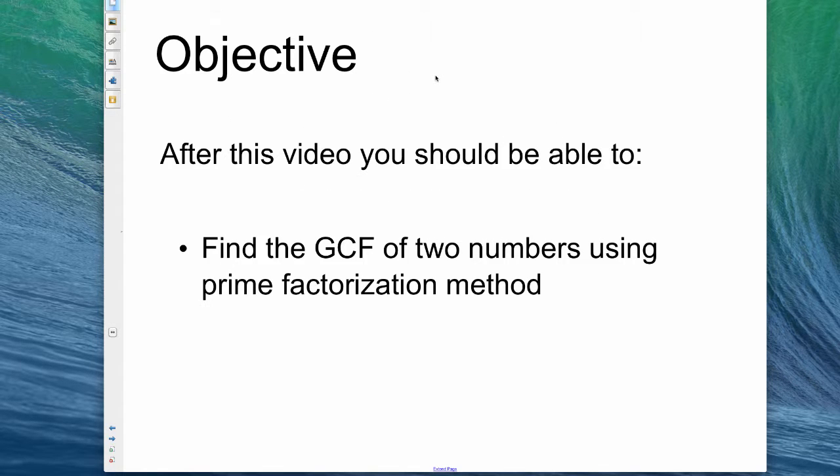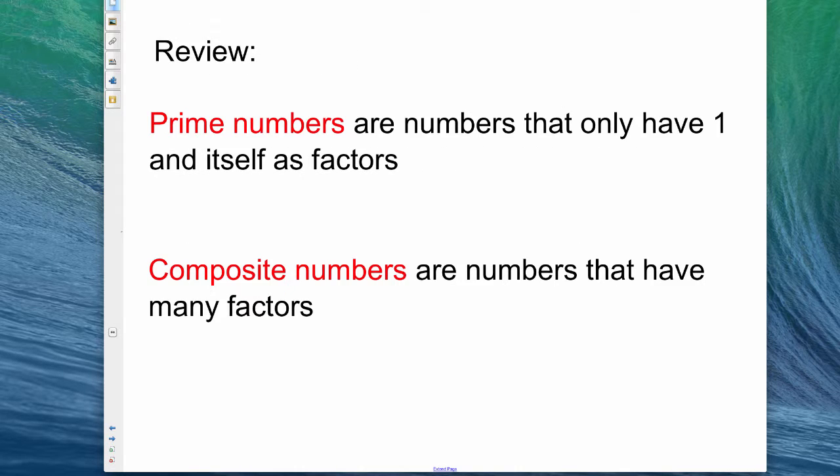Today's objective is, after this video, you should be able to find the greatest common factor of two numbers using prime factorization as the method. Sounds simple? Let's take a look. Just a little bit of review.